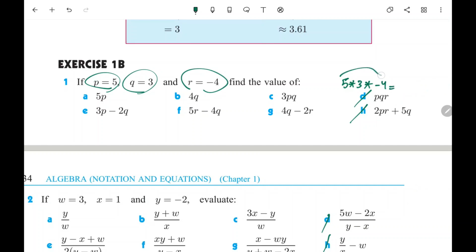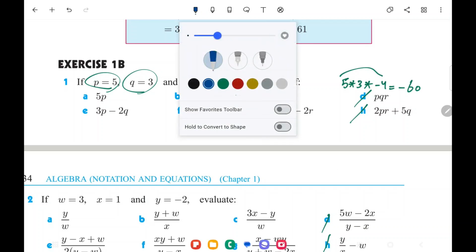So 5 times negative 4 will equal negative 20. Negative 20 times 3 will equal negative 60. Okay? Next one, let's change the ink.